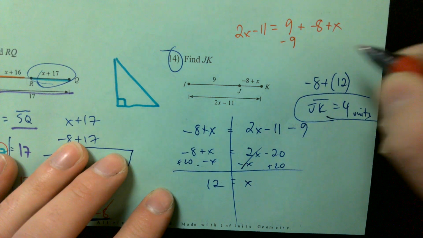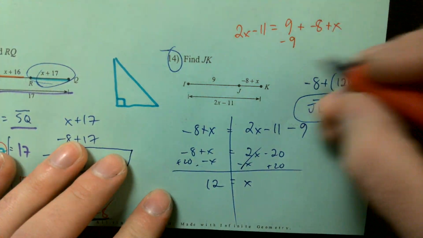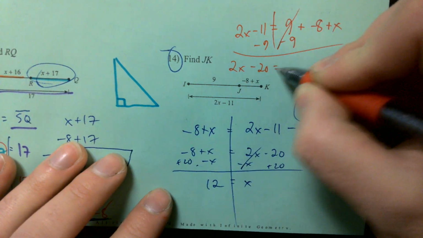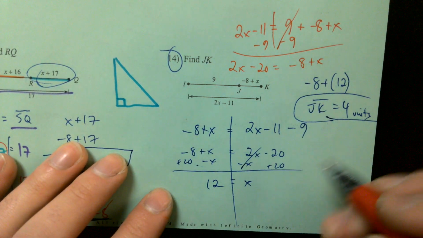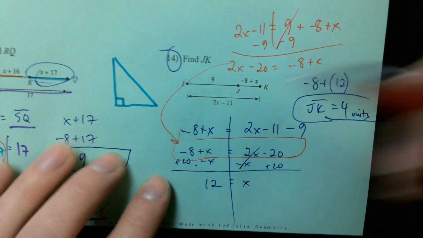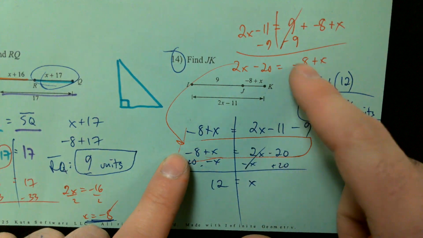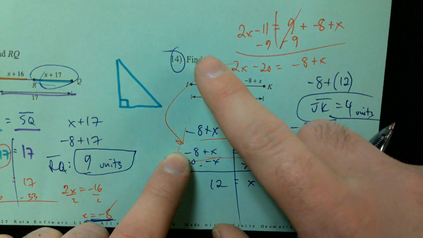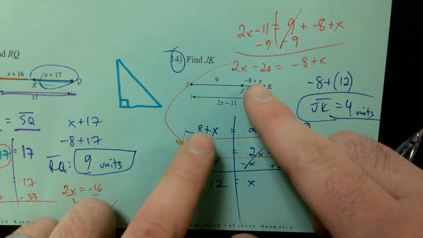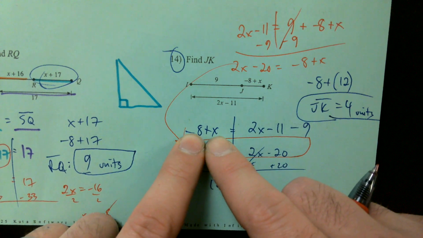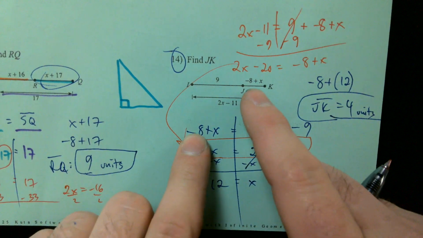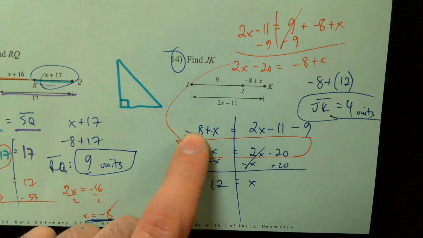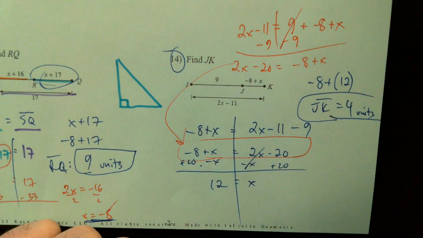Well, you would combine these and subtract, but if I subtract 9 from both sides, I get 2x minus 20 equals negative 8 plus x. It's the same thing. So you could set it up as, the big segment equals little plus little, or because I want to find JK, I set it up so that what I want to find, JK, is isolated. And I know that JK is the big segment minus the segment that I know is 9. It's the same thing, though.